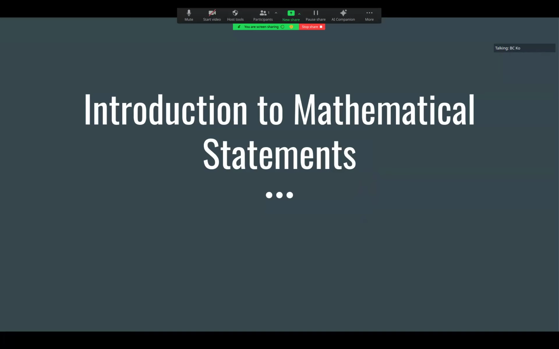Understanding these statements is important because they form the basis for all mathematical reasoning and proofs.